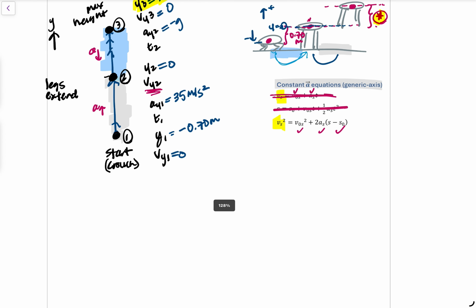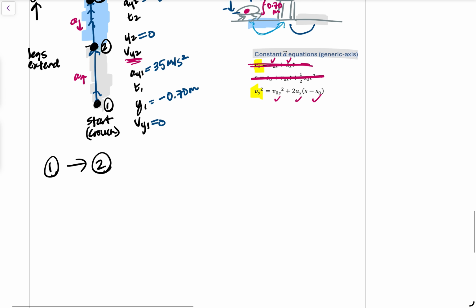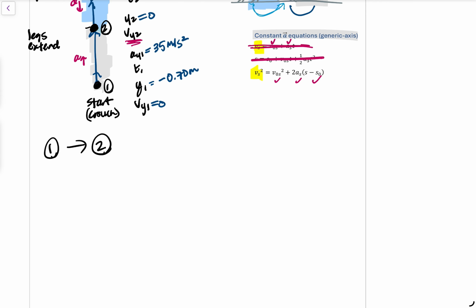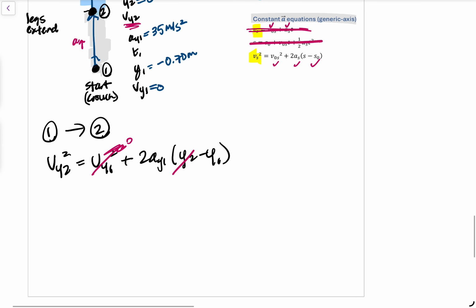So as I've done previously, I think I've commented on this, I think it's always really helpful to identify your interval. So we're going to work interval 1 to 2. I'm going to use that third equation there. So this is going to be vy2 squared is vy1 squared plus 2ay1 times y2 minus y1. All right, then we're going to run through anything that's 0. So that guy is 0. And then our y2 is 0.